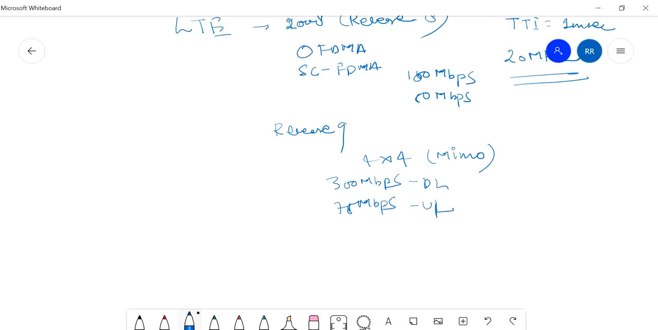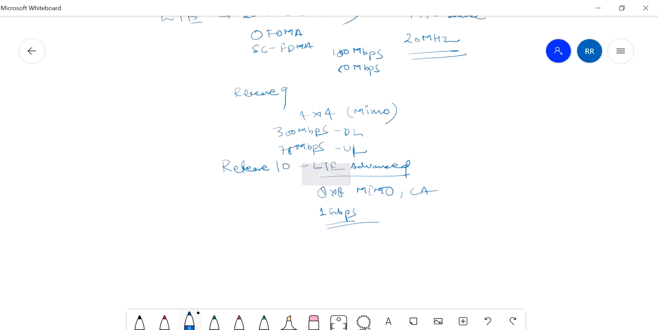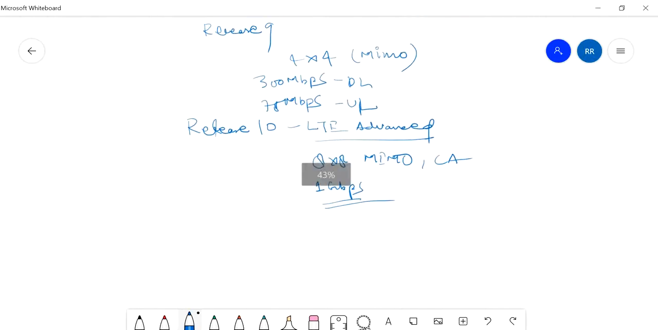After that, release 10 came in. Release 10 we also call LTE Advanced, LTE-A. It came with 8x8 MIMO. CA, carrier aggregation, was also part of this, and in ideal conditions we were able to achieve 1 Gbps speed in LTE Advanced. So these are the main developments of the releases in mobile telephony.